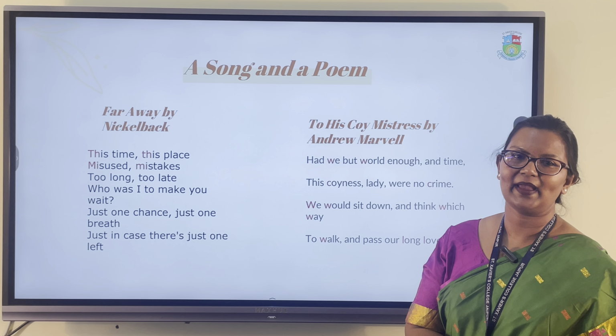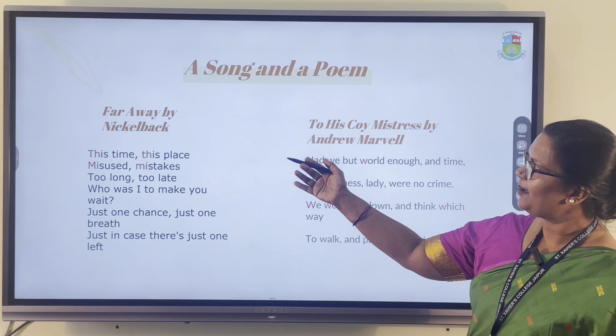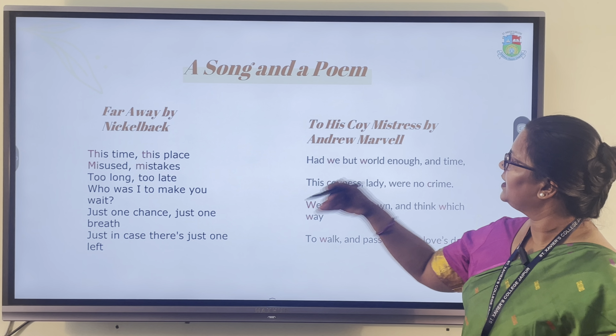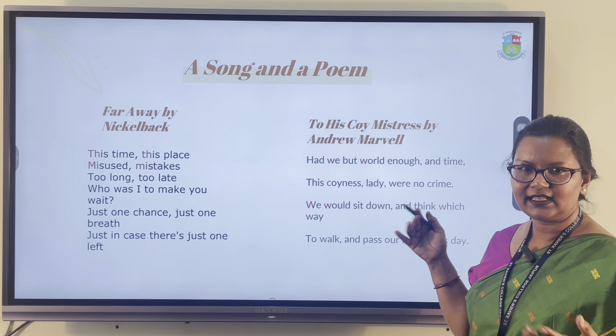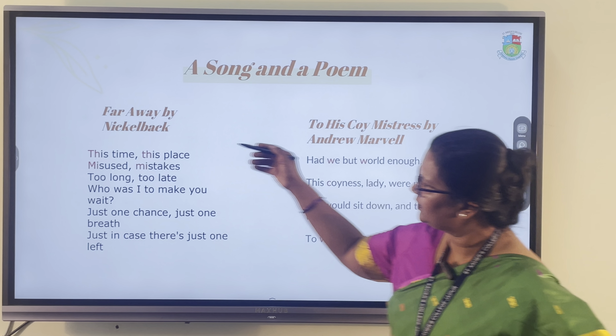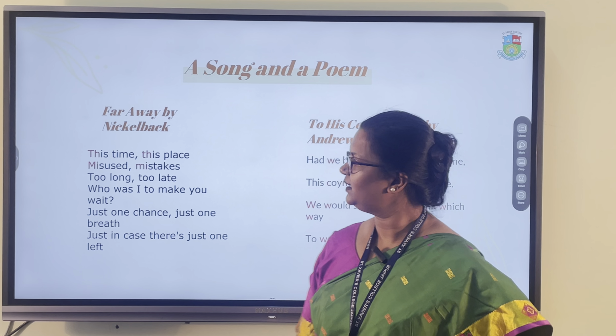Let's look at a few examples: an example from a popular pop song and an example from the literary world. Far Away by Nickelback: This time, this place, misused mistakes, too long, too late. Who was I to make you wait? So we see the repetition of the m sound, and it is very alliterative.